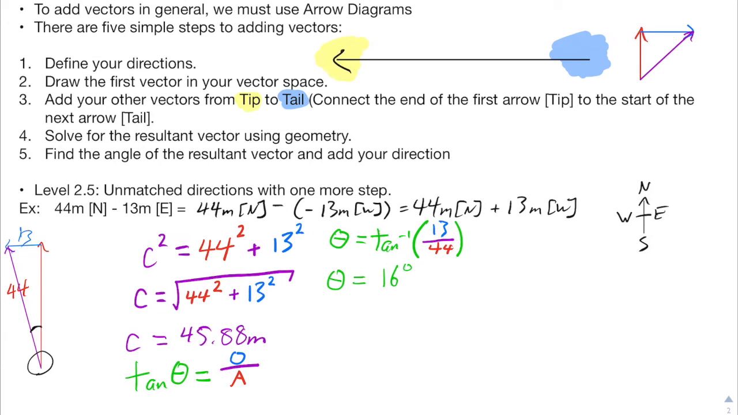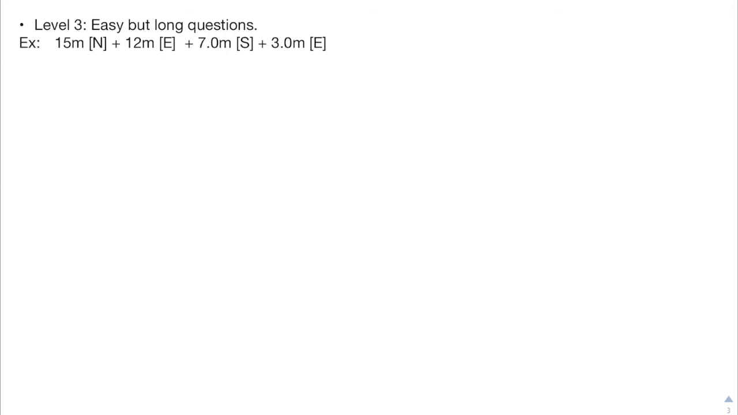Here, to get our resultant vector, we started from north, then moved 16 degrees over to the west. So our direction will be north 16 degrees west. Therefore, putting everything together, our final answer is 46 meters north 16 degrees west. Our last question is the same difficulty, it is just longer, but the question remains the same, and the steps you follow are the same.